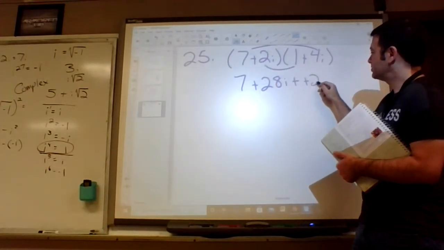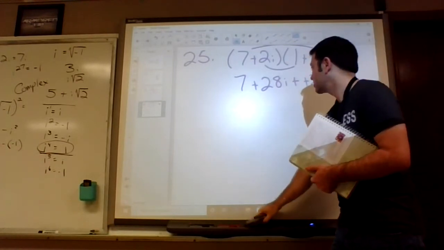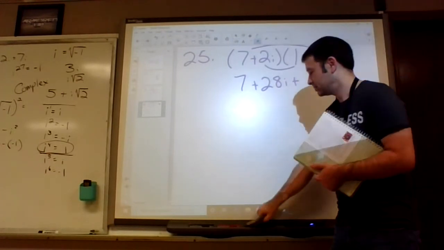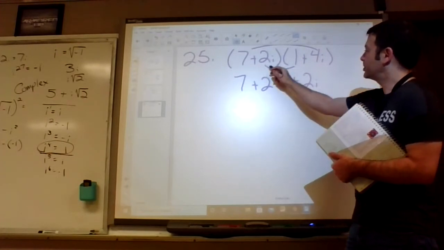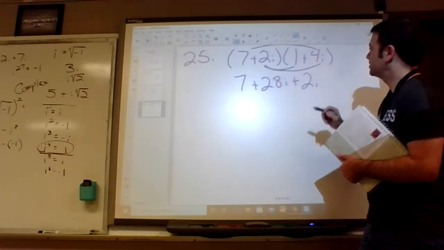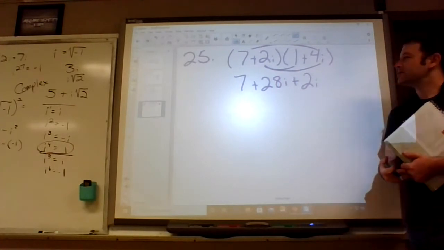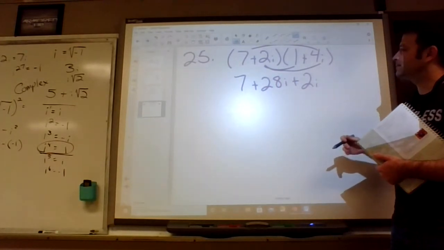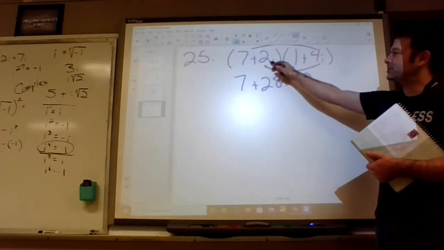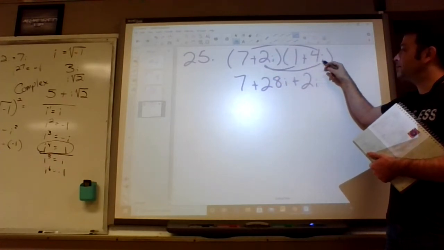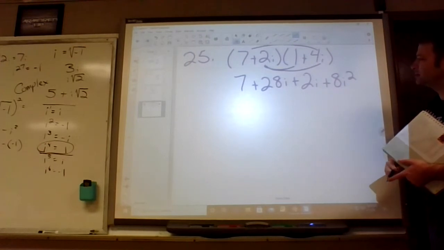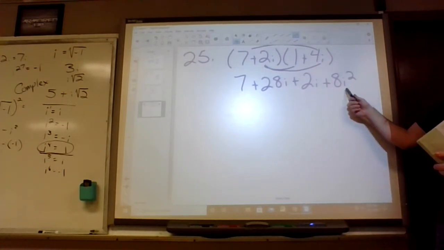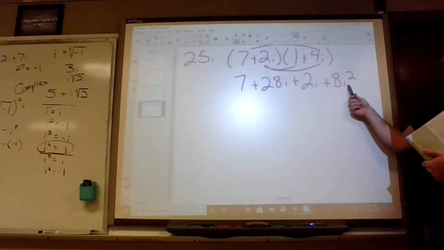Plus 2i. If you multiply two numbers with an i on the end, does it become i squared? I think it would, because i is treated like a variable. Right, if these were x's, this would have been 8x squared. So this is plus 8i squared, which is minus 8 because it's a negative 1. It's 8 times negative 1, so it is minus 8.